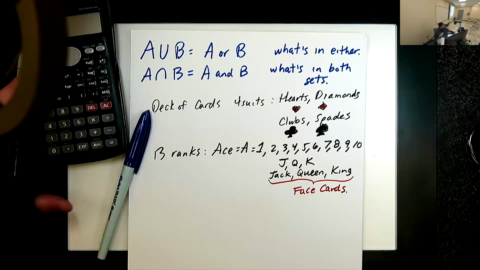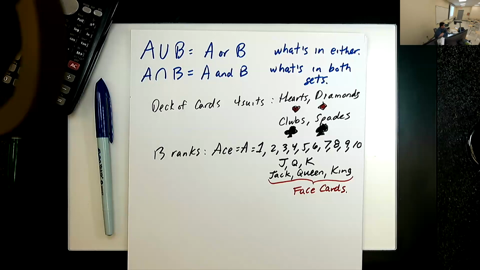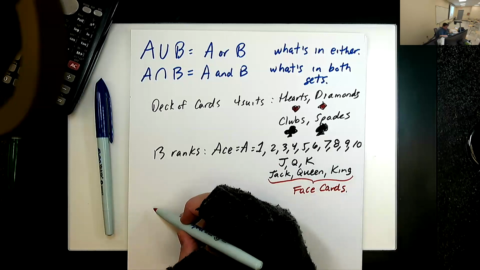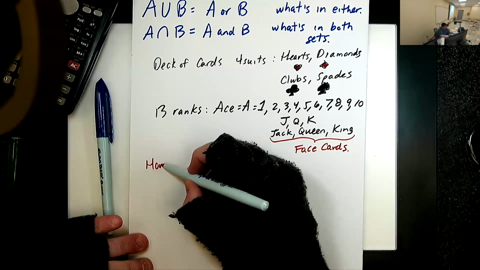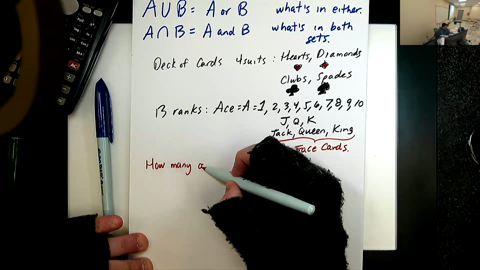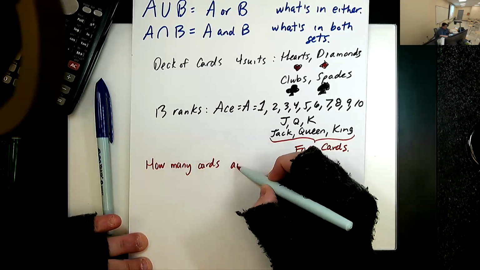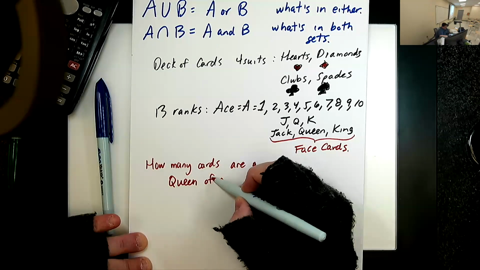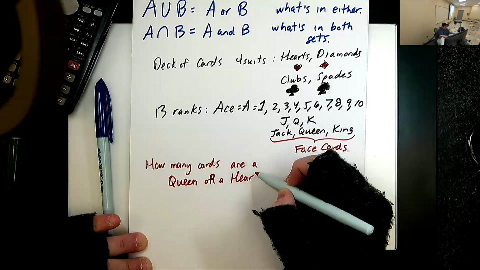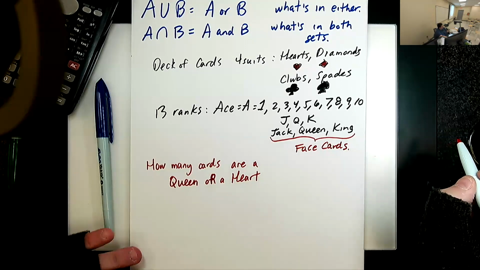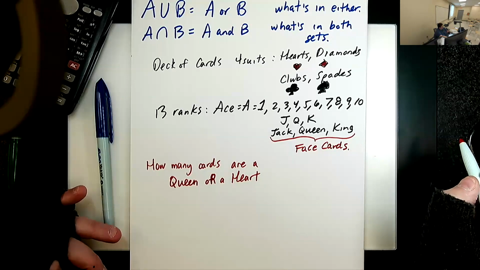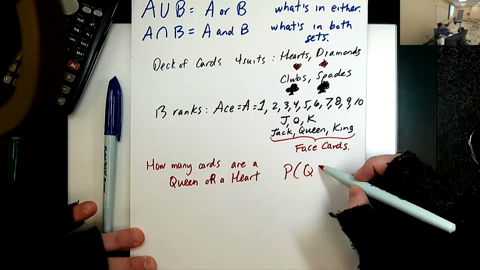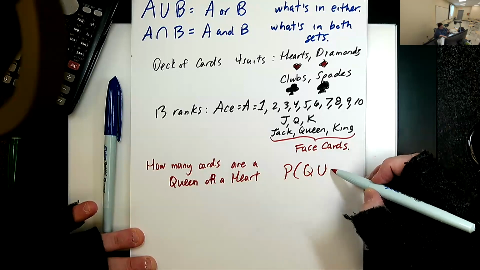When you're going through the homework, you're gonna have stuff like this. In the stats homework, the regular class, you'll get questions like this. How many cards are, well, they'll have it more as a probability, but you're gonna have to do this. How many cards are a queen or a heart? This is the probability of queen union heart.